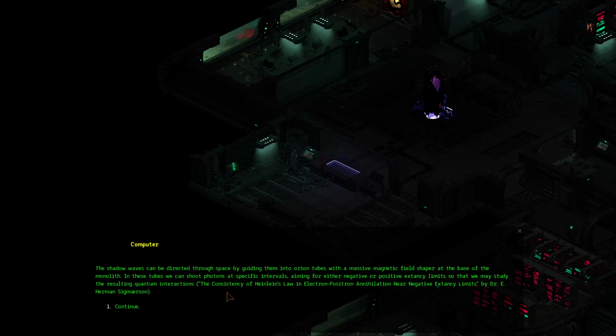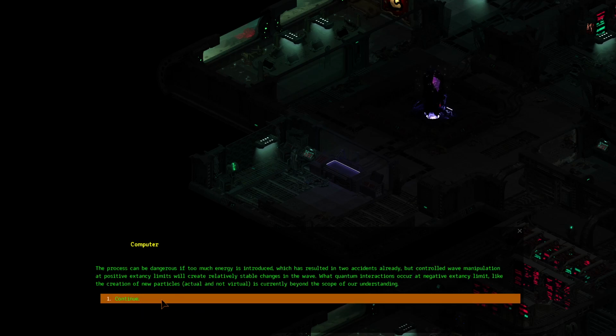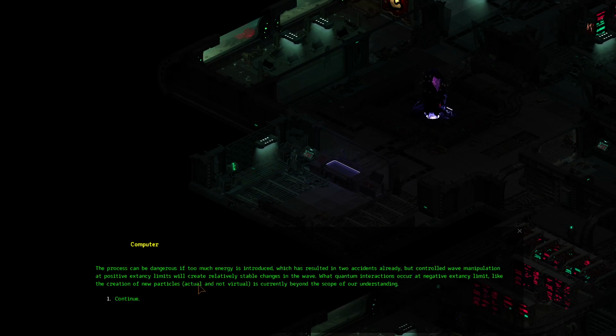The consistency of Heinlein's law and electron-positron annihilation near negative extancy limits by Dr. E. Hermann Sigmarsson. The process can be dangerous if too much energy is introduced, which has resulted in two accidents already, but controlled wave manipulation at positive extancy limits will create relatively stable changes in the wave. What quantum interactions occur at negative extancy limit, like the creation of new particles, actual and not virtual, is currently beyond the scope of our understanding.